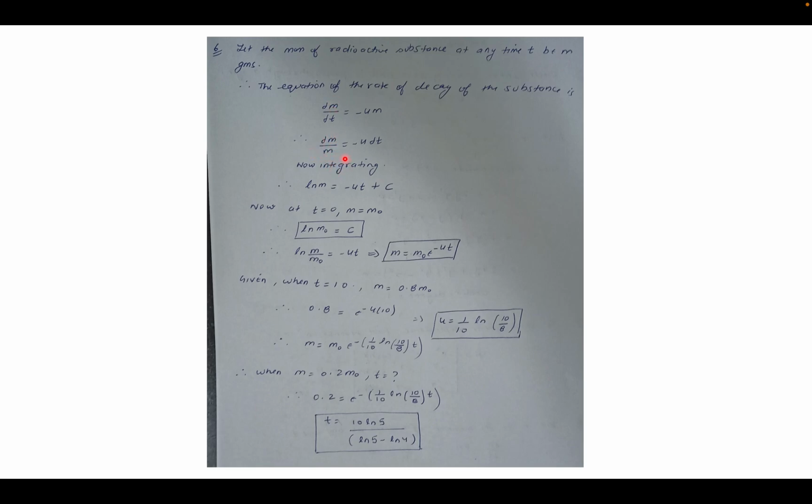Then again you can bring this m here in the denominator of dm. So you basically have dm by m is equal to minus mu dt, and again you can integrate on both sides to get this type of solution. You have ln m is equal to minus mu t plus c. Now again you do the same business as you did for the fifth problem.